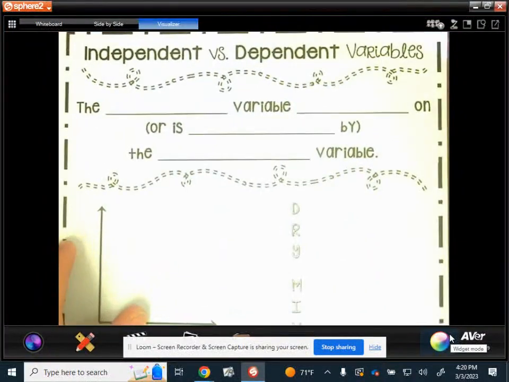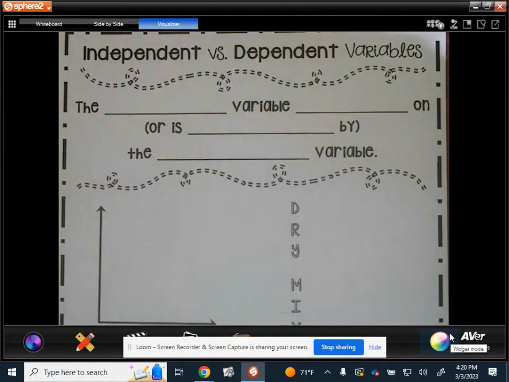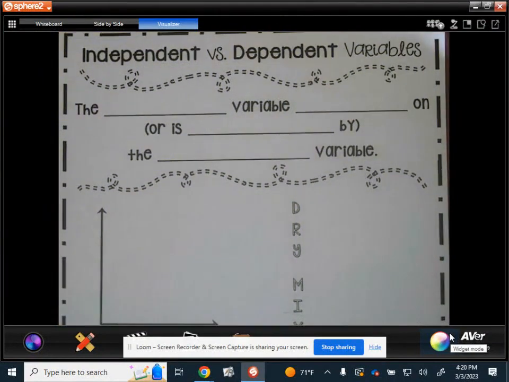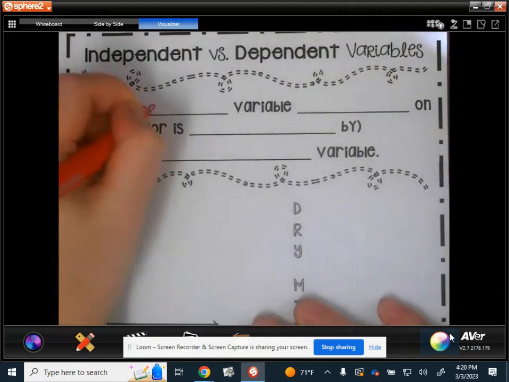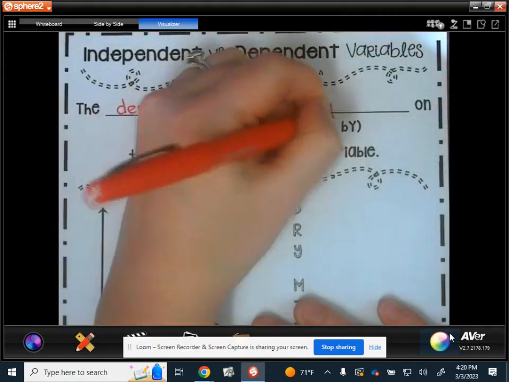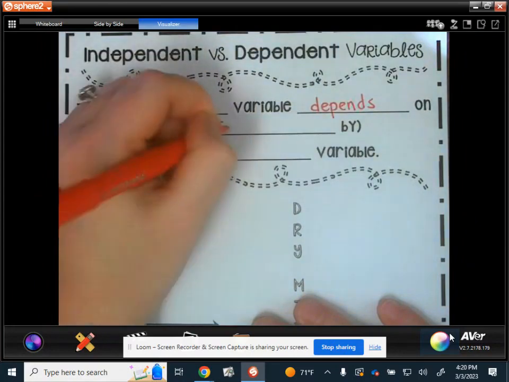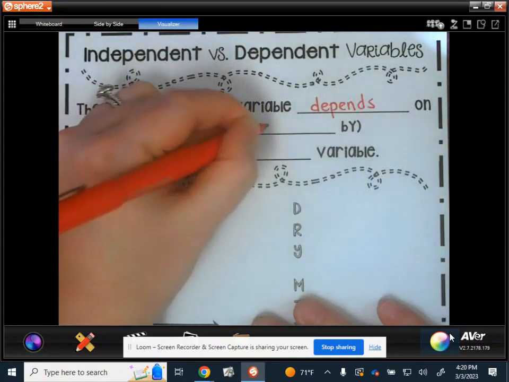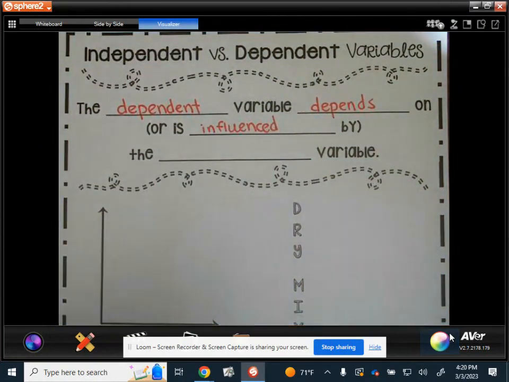Okay, so we're going to be talking about the difference between independent and dependent variables. If you think about what those words mean in real life, it's going to be similar for math. So the dependent variable depends on, or is influenced by, the independent variable.